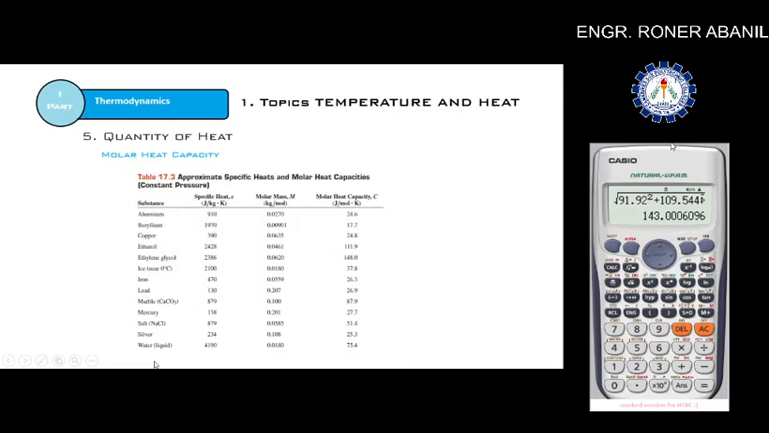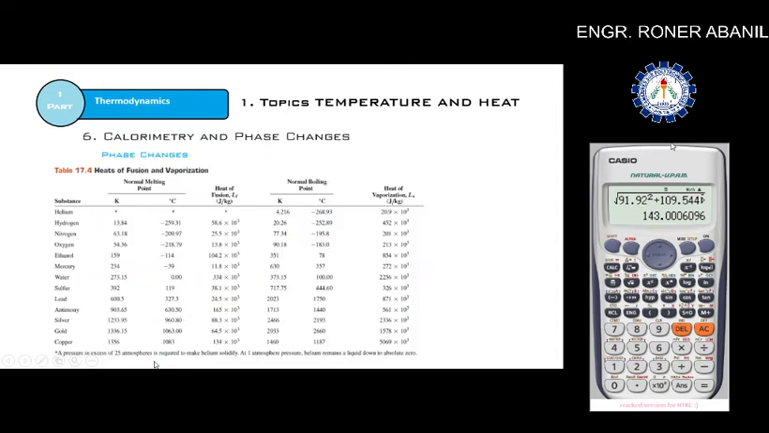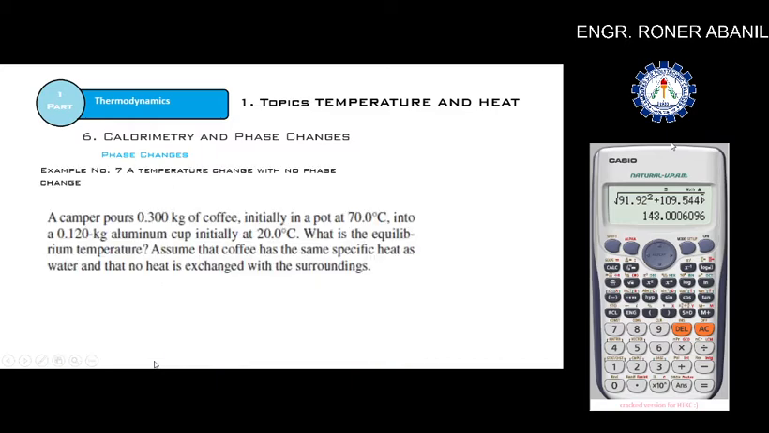So, itong table na to is nagpapakita ng approximate specific heat and molar heat capacities. Okay? Ay, ito, kailangan natin. Yung itong table na to is yung nagpapakita ng heat of fusion and evaporation. No? So, pasok tayo ngayon sa isang example.